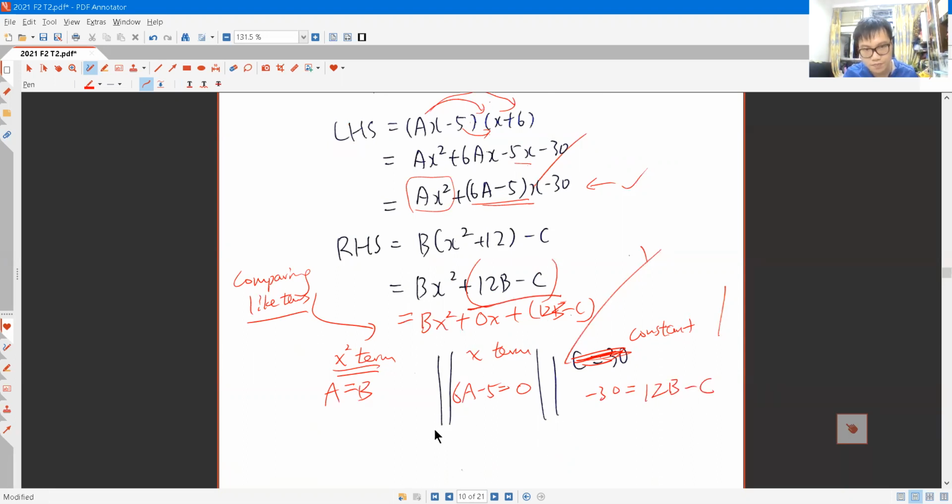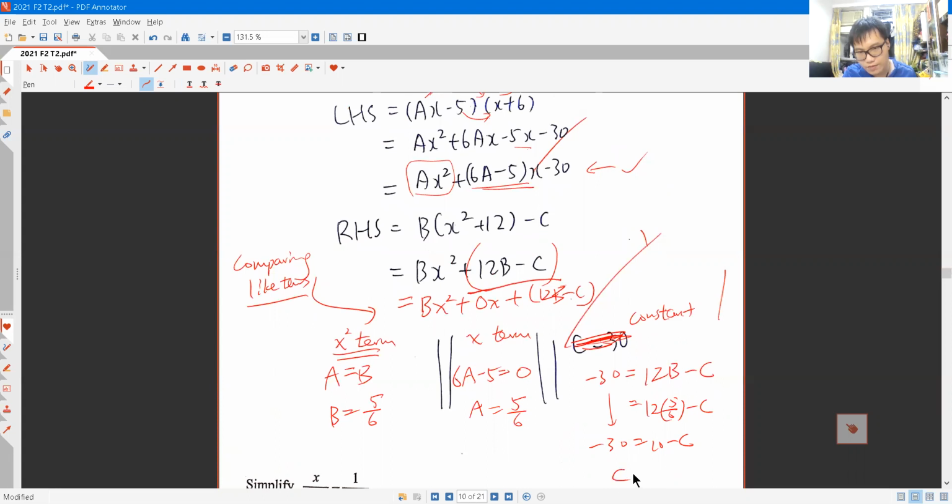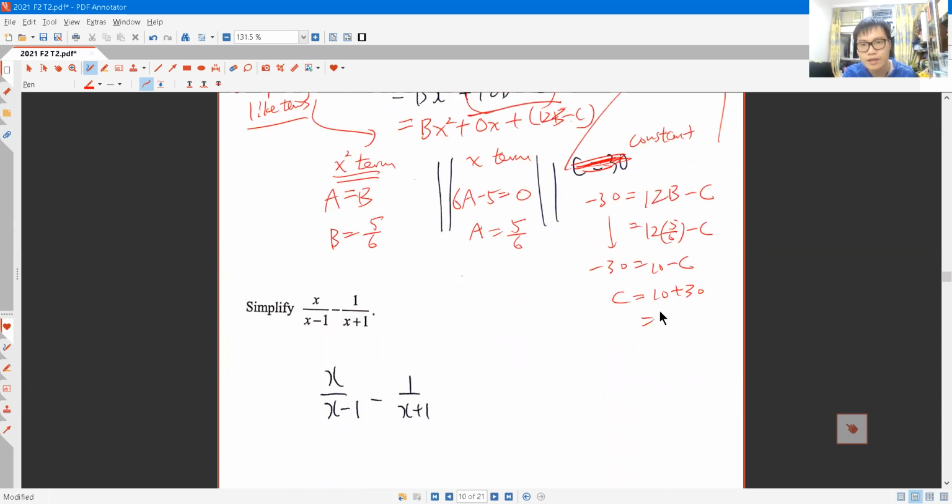Okay, so a equals b. This one you can calculate, a equals 5 over 6. So b is also 5 over 6. So put it here: 12 times 5 over 6 minus c. 12 over 6 is 2. 2 times 5 is 10. 10 minus c. So negative 30. You copy this down. C you move to here, positive 10, and then plus 30. So c will be 40, like that.